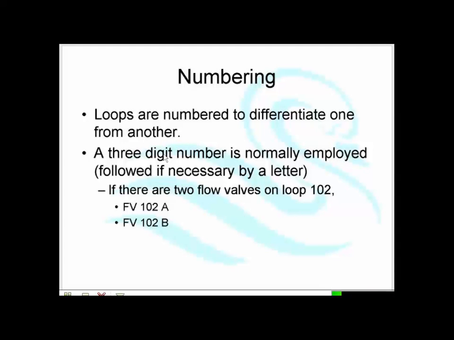When we talk about loops, when we talk about instruments, we use a set of digits: FV for flow valve, and then we number them so that we know which flow valve is which. So we've got flow valve 102, and if that is connected to a tank, that would probably be tank 102, and if there was a pump, it would be pump 102, so that all of them are connected together. They're all part of loop 102.